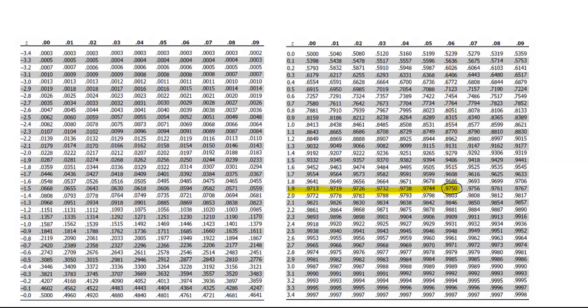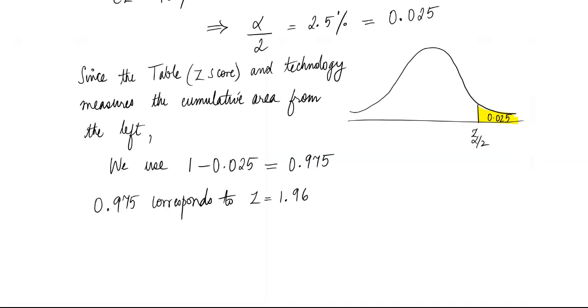Okay. You had 1.9 here and 0.06. Kind of bring them together because it's 1.9 plus 0.06, which is 1.96. Right? So that's what you should get, and that's what we got. So the z alpha over 2 in this plot actually gave us 1.96.